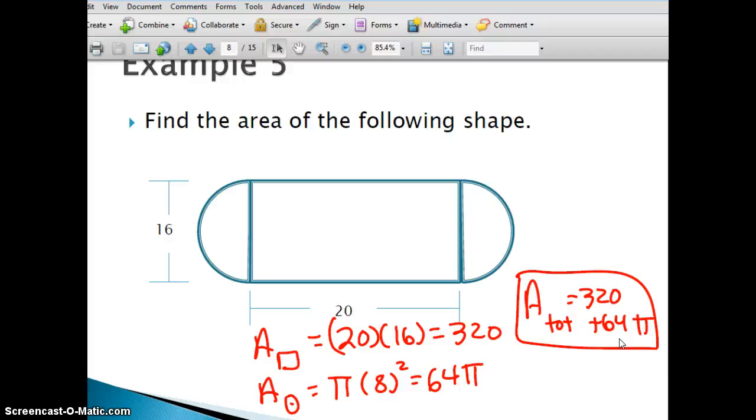Tomorrow in class we're going to look at what is a segment, how do we calculate the area of that.